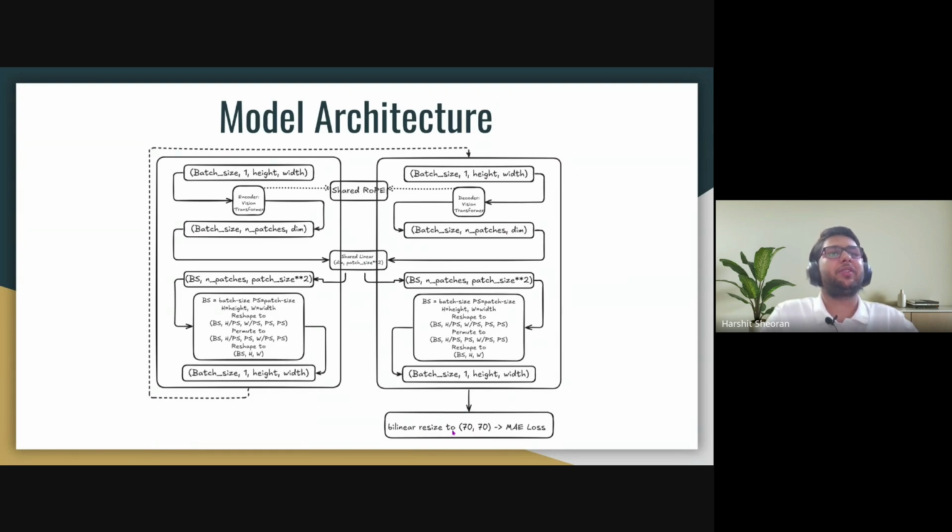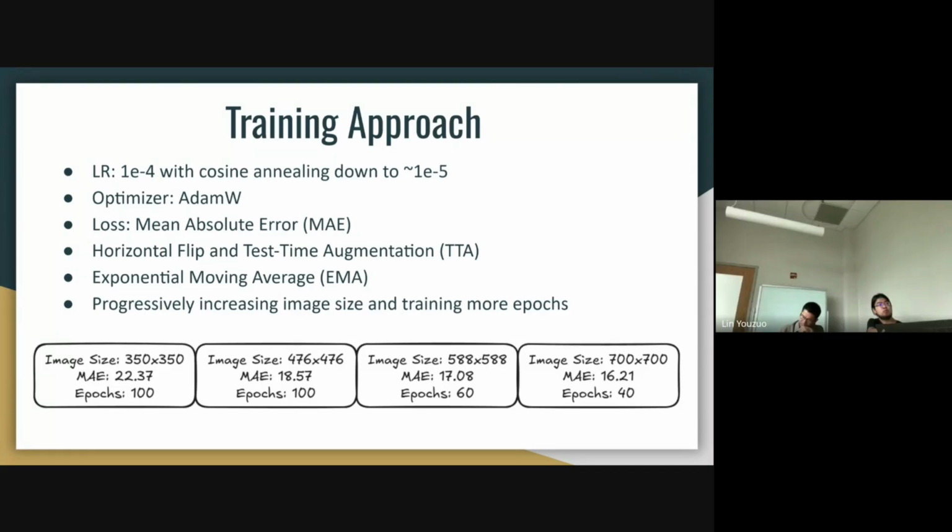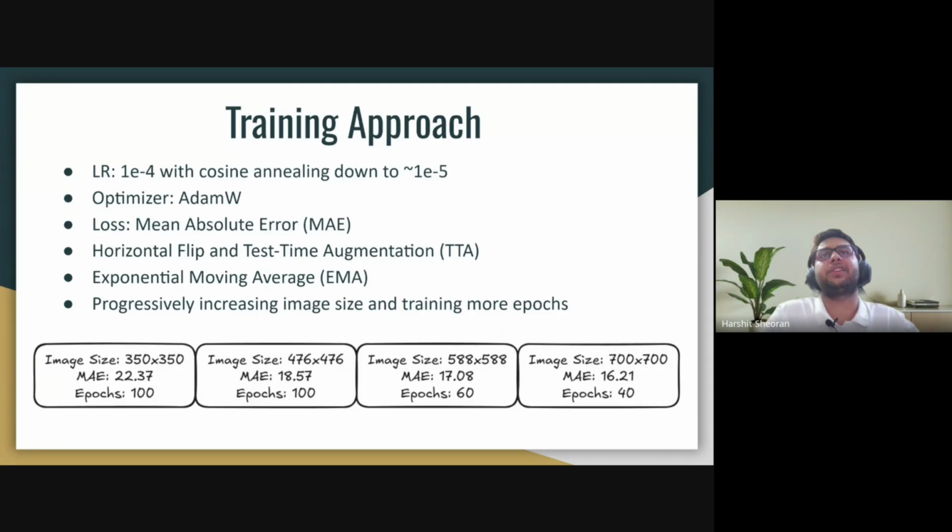And then the output, of course, gets bilinearly resized to 70 times 70 because that's our target. Training this approach, I always trained with about 1e-4, and I cosine it down to 1e-5. This is the learning rate. Then the optimizer is AdamW. I tried a lot of them, but did not work better. Loss was a classic mean absolute error.